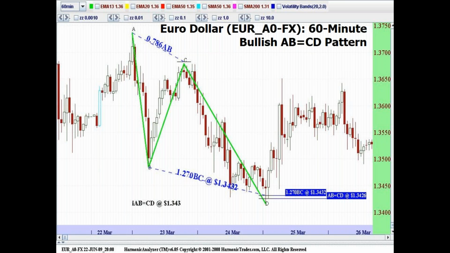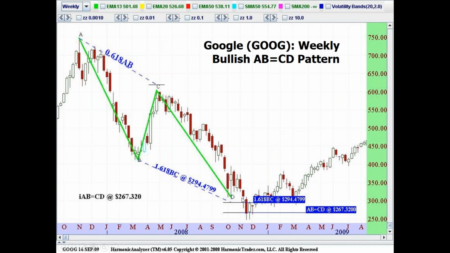Looking at the 60-minute bullish ABCD pattern on the euro dollar, we see two distinct price legs. From A to B, that was about 230 pips, followed by a C point retracement almost at the exact .786 harmonic ratio. We project another 230 pips down. That gets us right there at the bottom of the ABCD completion point. That is one completed natural harmonic cycle. That's how you look at that.